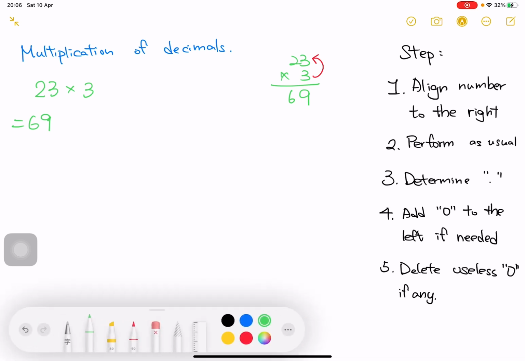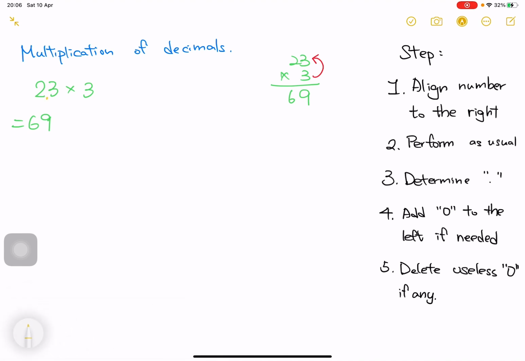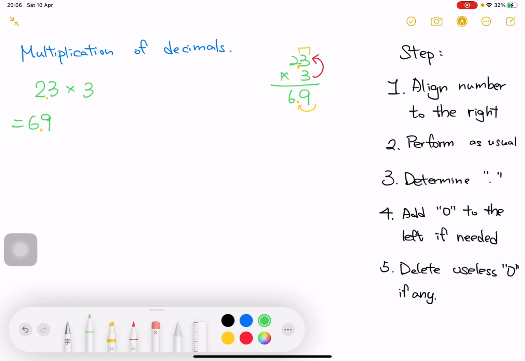If the question changes to the multiplication of decimals, like 2.3 times 3, then in the column form of the multiplication, you just add back the decimal place. In 23 times 3, you can see that there is only one decimal place here, so you have to move your decimal point back to the left by 1 place, and the answer is 6.9.